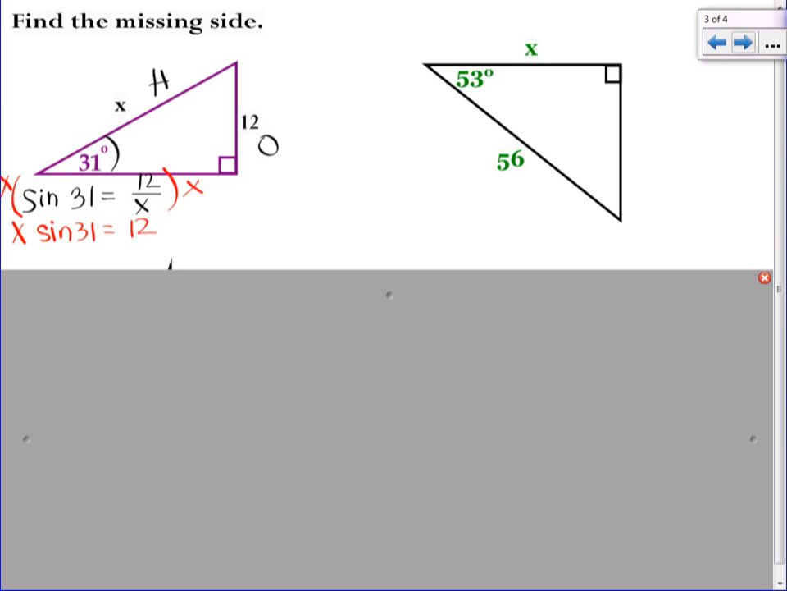But we aren't done on this one yet. Got to get x by itself. Yep. Good guess, but no. What should we do to both sides? Yeah, we got to divide by that.